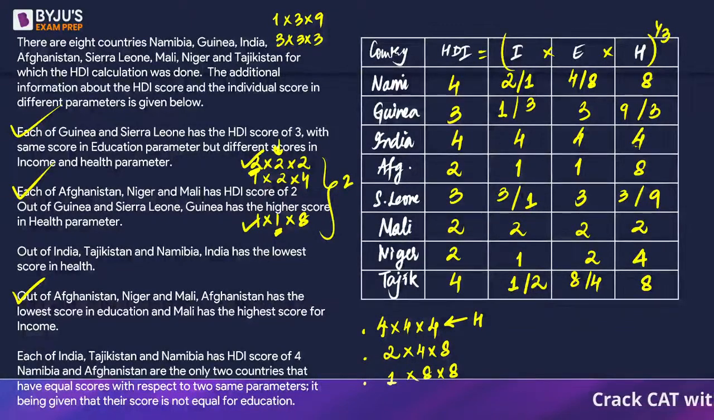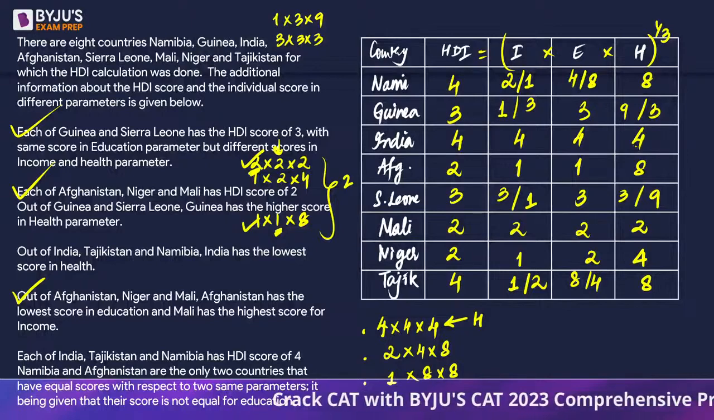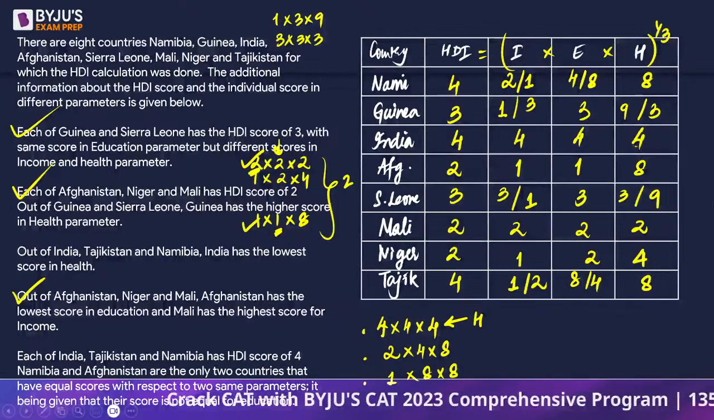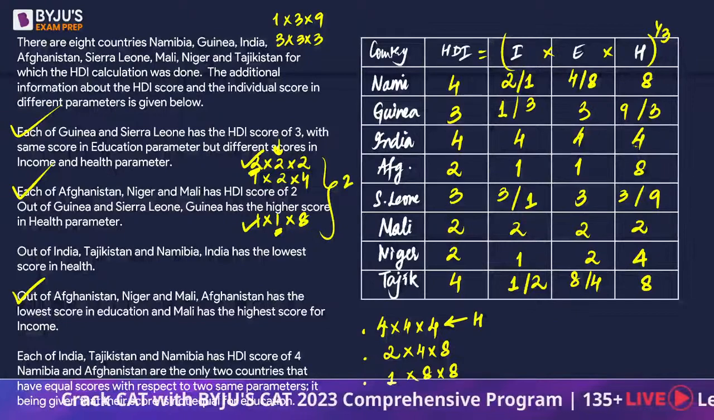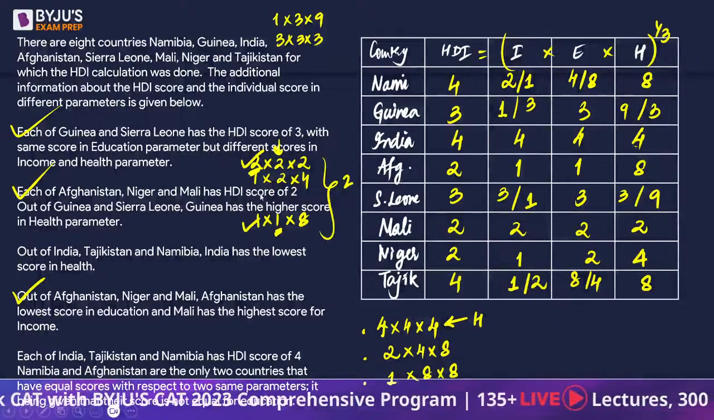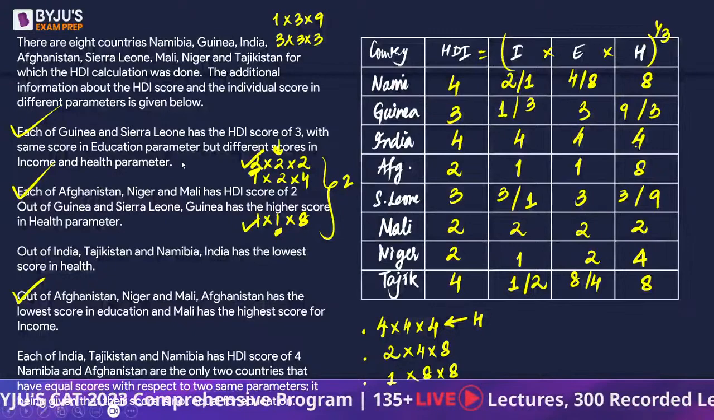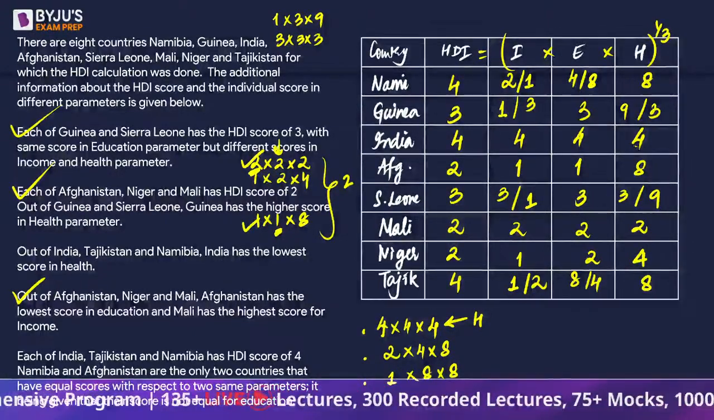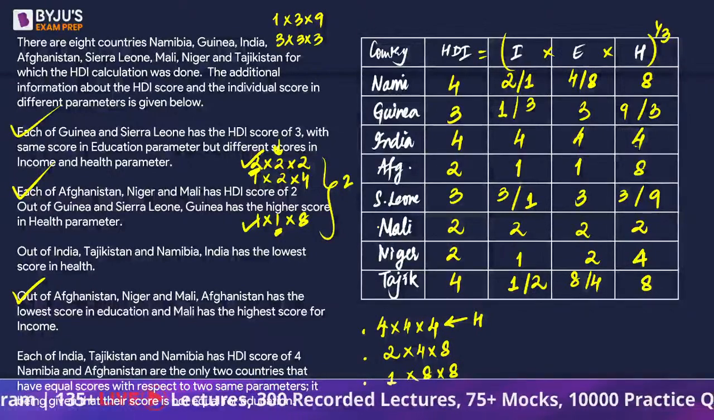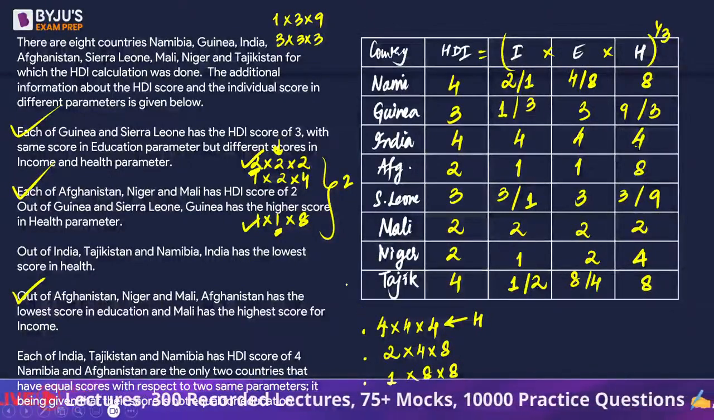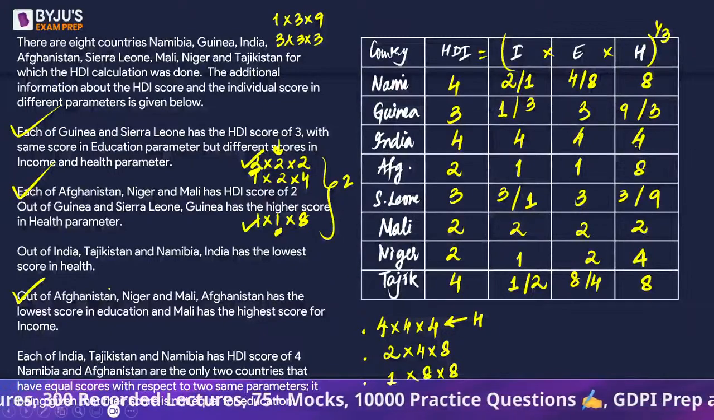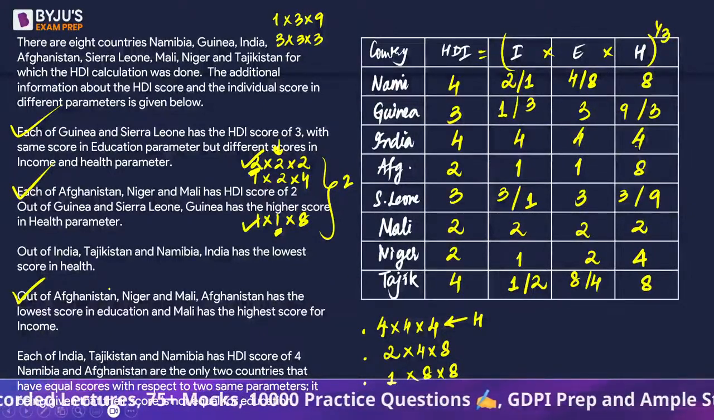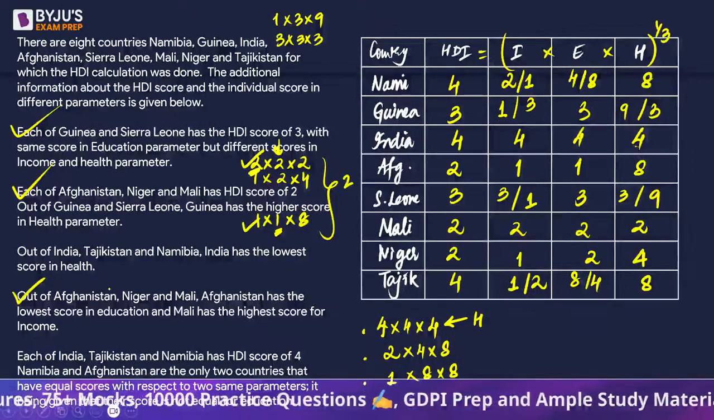Each of Guinea and Sierra Leone has a... okay. Afghanistan, Niger, Mali, that is also done. Guinea, Sierra Leone, Guinea has this high score in health parameter. But different. Okay, we will have to see. Let's reread the question statements. Okay, I feel like we are missing something simple.